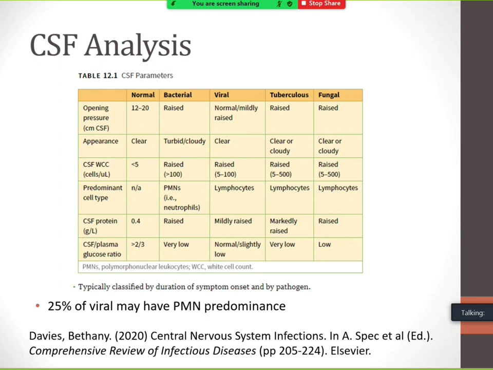This I know everyone has reviewed before too, kind of the differences between bacterial, viral, tuberculous, and fungal meningitis based on your CSF analysis, opening pressures, glucose, things like that. The only thing I do want to point out is that just because it is a neutrophil predominance does not mean it's bacterial. In a lot of viral cases, especially herpes simplex, 20% or 25% of them can have a PMN predominance, especially early on, so right when they're presenting, and then it can develop into lymphocytic afterwards.